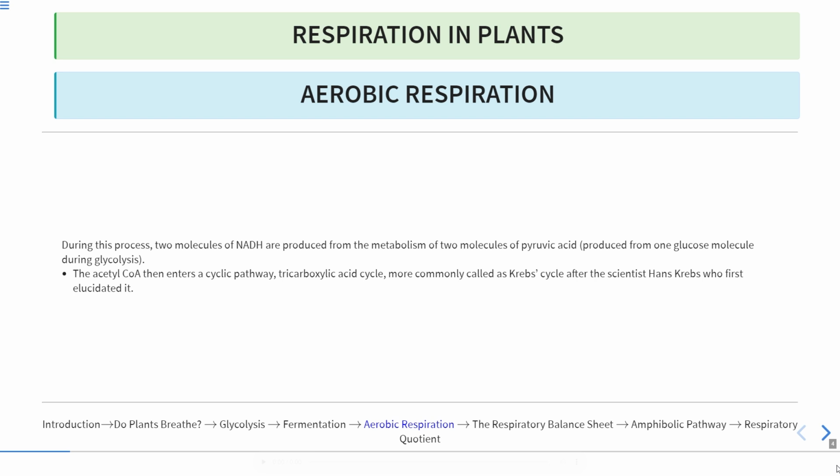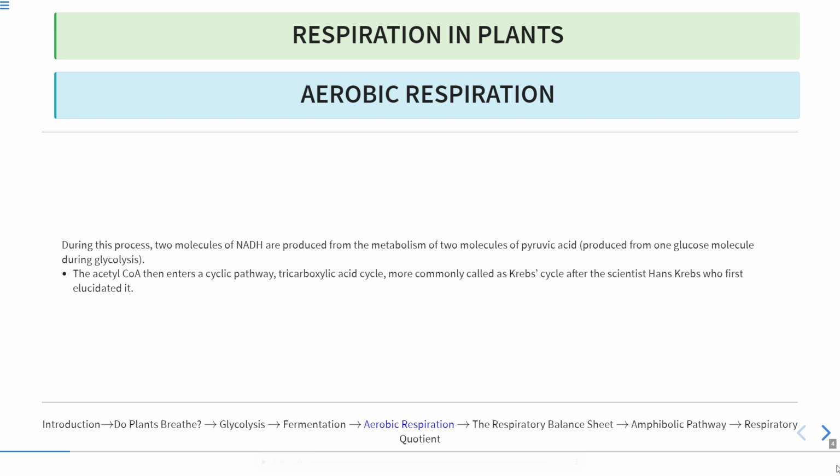So 1 pyruvic acid gets converted to acetyl coenzyme A and 1 NADH2 is formed. Similarly, the other molecule of pyruvic acid also gets converted to acetyl coenzyme A, and another NADH2 is formed. So during this process, two molecules of NADH2 are produced from the metabolism of two molecules of pyruvic acid, and that is why it is written here in the bracket, produced from one glucose molecule during glycolysis. In glycolysis, two molecules of pyruvic acid are formed.